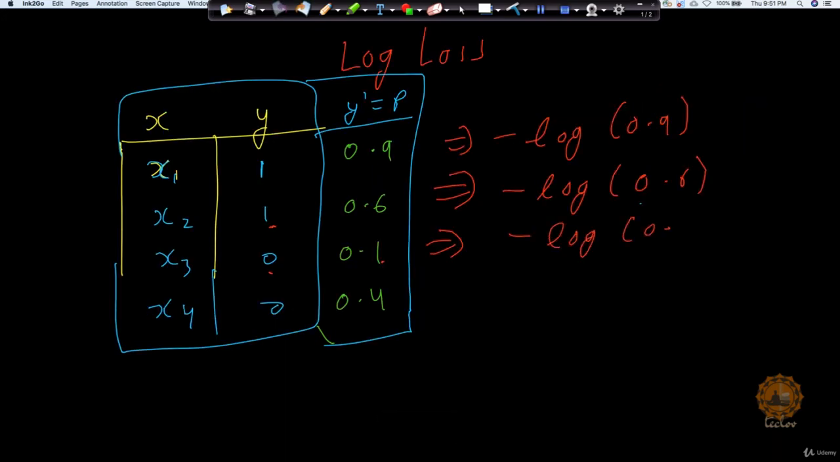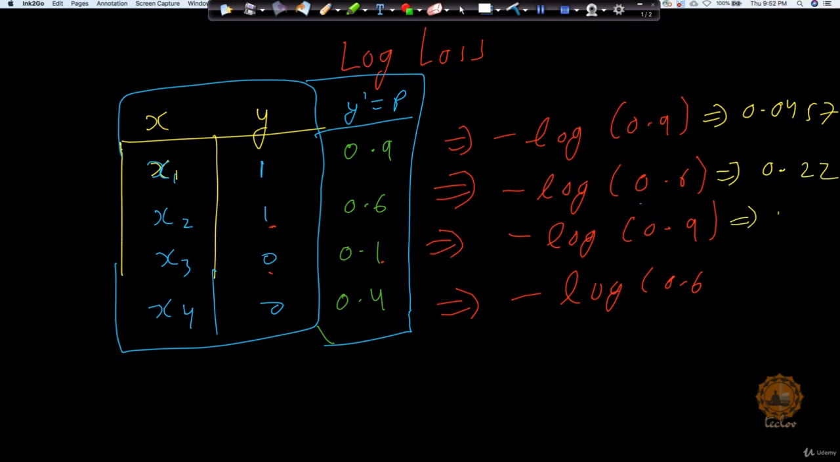Minus log of 0.9. And in the same way, if you compute it for the last row, I will get minus log of 0.6. If you compute these values, I have done it already, so you need not worry about that. If you compute all these values, minus log of 0.9 is going to be 0.0457, if I'm not wrong. This is going to be 0.22, and this is going to be 0.0457, and the last one again is going to be 0.22.